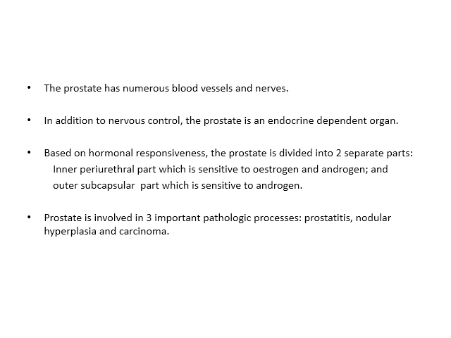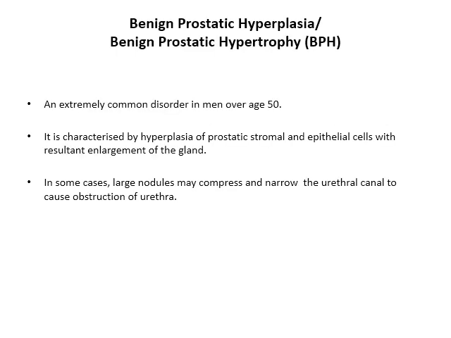Now the prostate has three important pathologic processes involved. There can be prostatitis, which is acute or chronic prostatitis. Apart from that, we have BPH, benign prostatic hyperplasia or benign prostatic hypertrophy, and different carcinomas can also arise from the prostatic gland. In this session, we'll be discussing benign prostatic hyperplasia. It is also called benign prostatic hypertrophy or BPH.